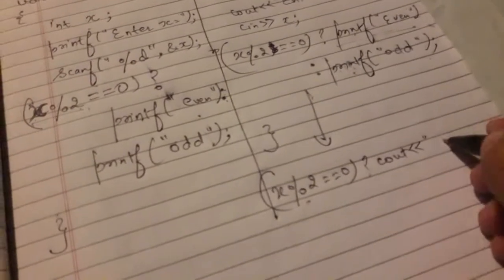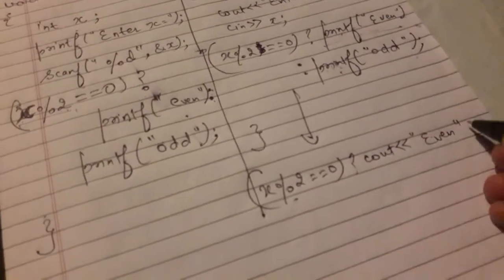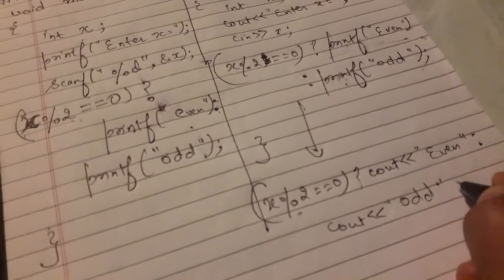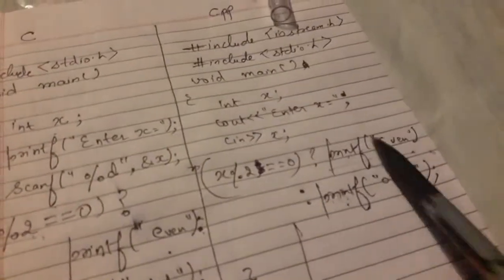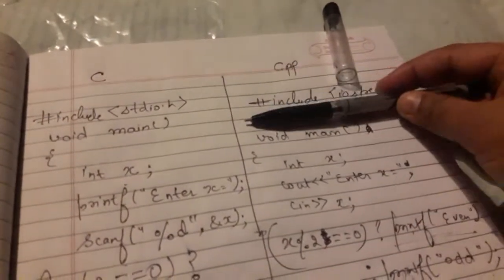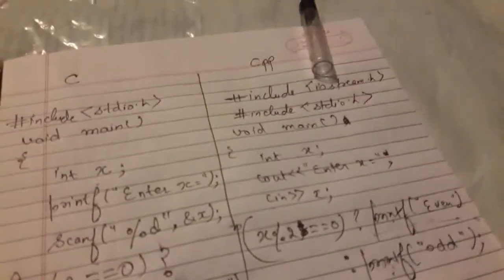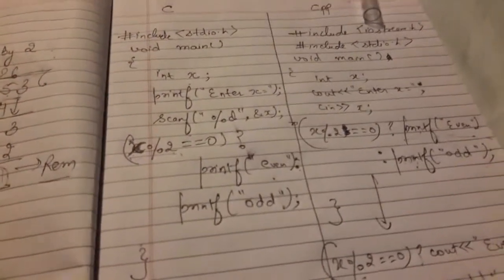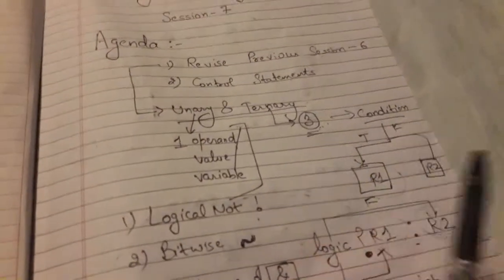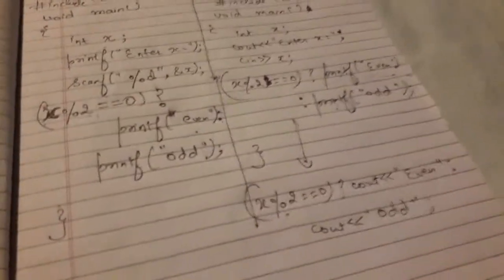cout even, colon, cout odd. If I do not use printf here, then there is no need to use stdio.h, you know. If you are new here, please go and check the previous sessions as well. This will help you. This was our previous topic, unary and ternary operators. If you have any doubt in the 6th session, please comment below and let me know.